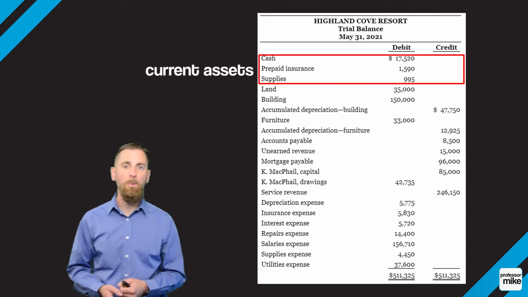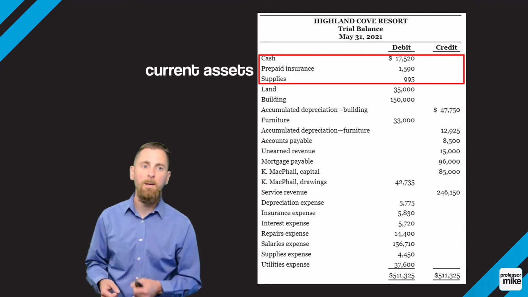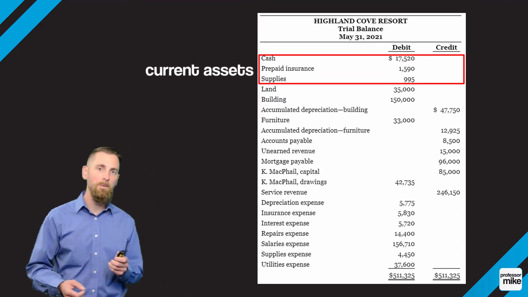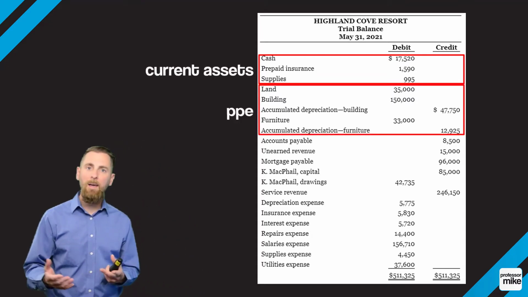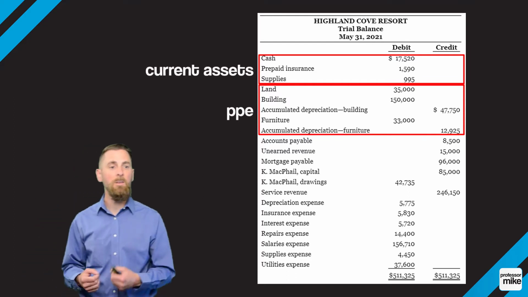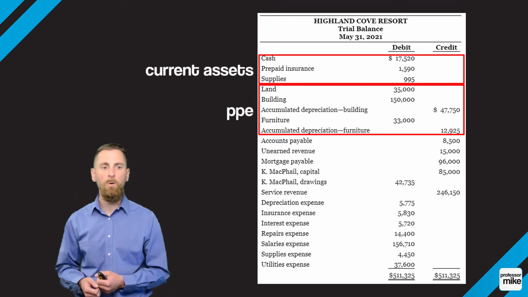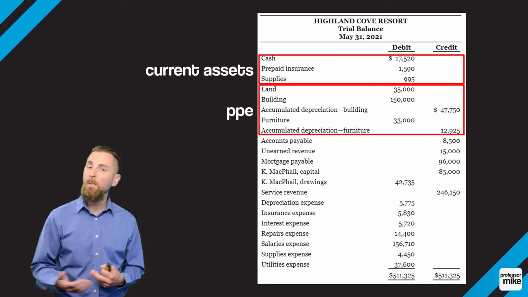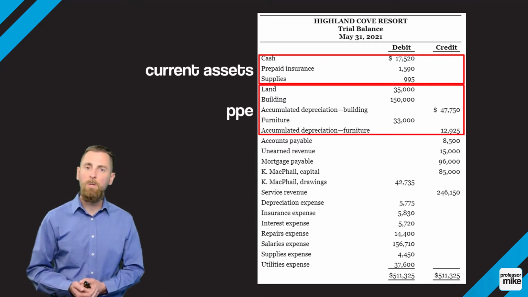Take a look for property, plant, and equipment, PP&E, and we can see that they are right here. And finally, we take a look and see if we can see any intangible assets or goodwill, and for this company, there are none. So again, they wouldn't go on the balance sheet because there aren't any.